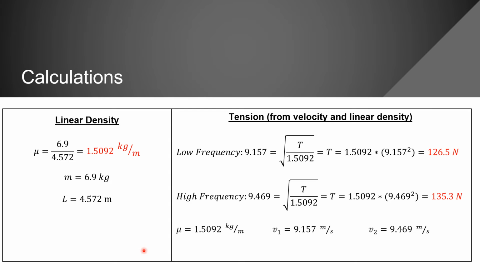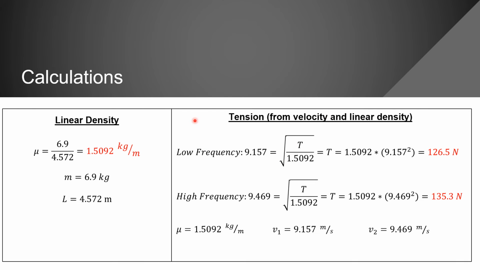So the important calculations done for this experiment is finding the linear density of the rope. The rope weighed about 6.9 kilograms, and it was a length of around 4.572 meters, which gave us 1.5092 kilograms per meter for the linear density.